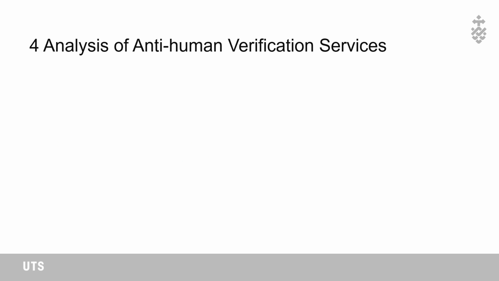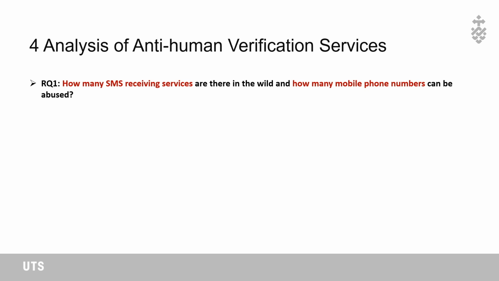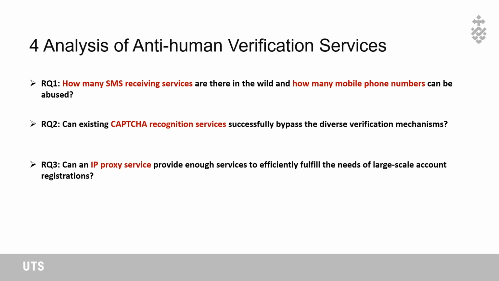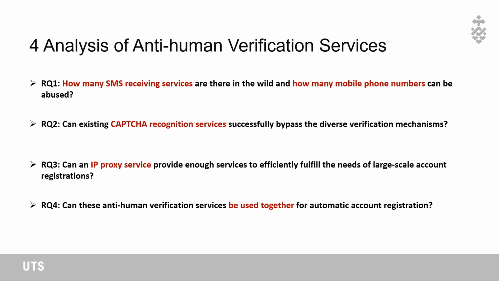After that, we try to analyze these three anti-human verification services by these four problems. How many SMS receiving services are there in the world, and how many mobile phone numbers can be used? Can existing captcha recognition services successfully bypass the diverse verification methods? Can an IP proxy service provide enough services to these bots? And can these anti-human verification services be used together for registration?